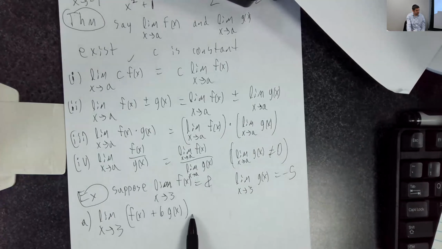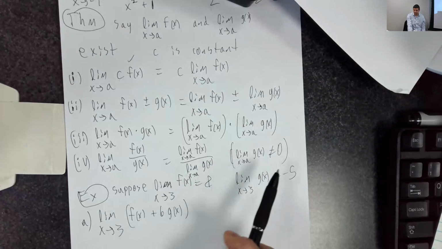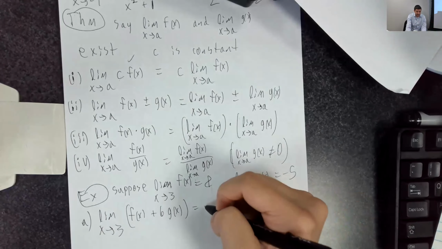Can I combine them? All these things are telling you is what you would expect, that you could replace this by the limit of f, which is what? The limit of f is 8. And I could replace the limit of g with -5. So even without this theorem, what would I expect? I would expect 8 plus 6 times -5. Okay, so that's what you would sort of guess. This theorem just means you're actually allowed to do that.